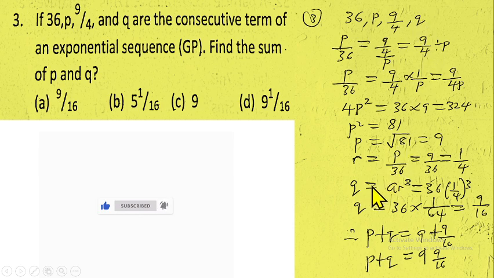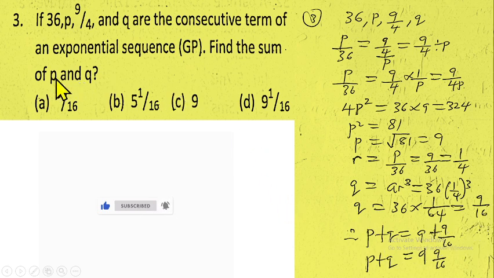So what's the fourth term of a GP? That will be a r raised to power 3. Our a is 36 and r is 1 over 4 raised to power 3. 1 over 4 raised to power 3 gives us 1 over 64. Then 4 can go into 36 nine times and into 64 sixteen times. That will be 9 over 16. So therefore, our q is 9 over 16.